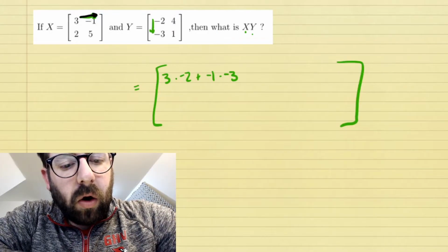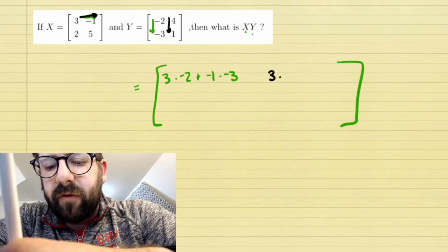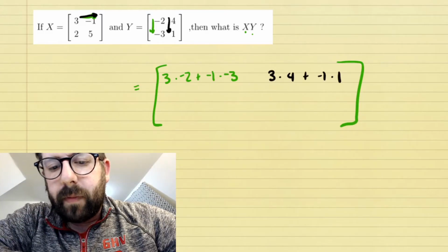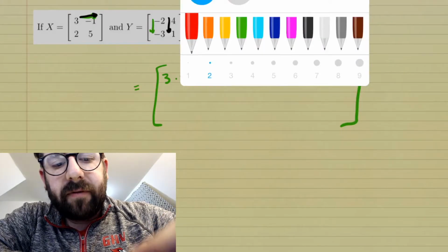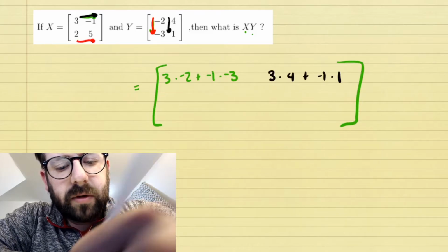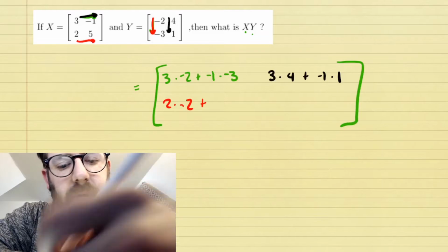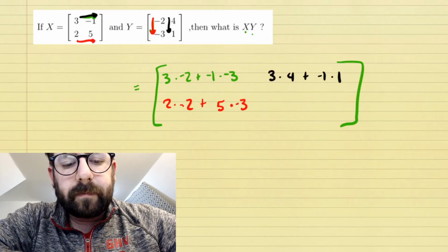Okay, so now I'm going to go row, column here. So 3 times the 4 plus the -1 times the 1. That's the upper right corner. Bottom left corner. So now row and column. So 2 times the -2 plus the 5 times the -3. That's the bottom left corner.